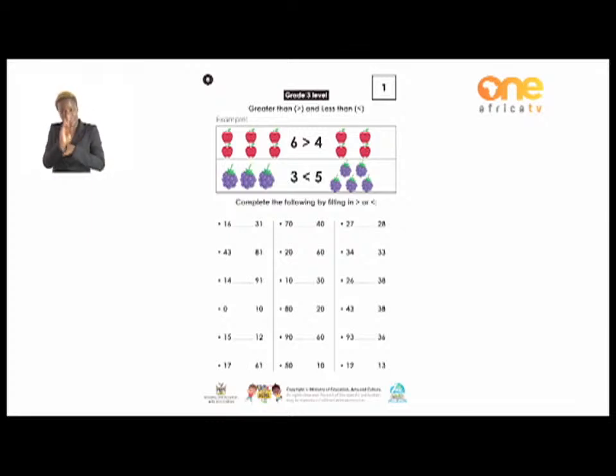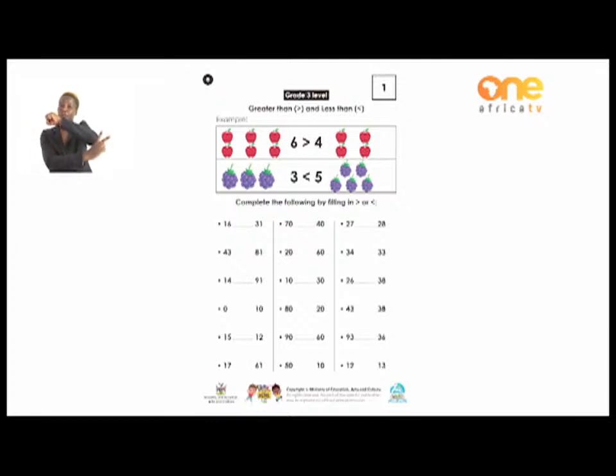Let's quickly look at the next one. 27 and 28. We look at the first numbers. They are both the same. They are equal. What do we do? We move on to the next one, which is at the place of the units. We have a 7 and we have an 8. So between 7 and 8, which one is greater? 28. That is perfect. So the mouth of the sign should be opening towards 28. So we put in the less than sign in there.